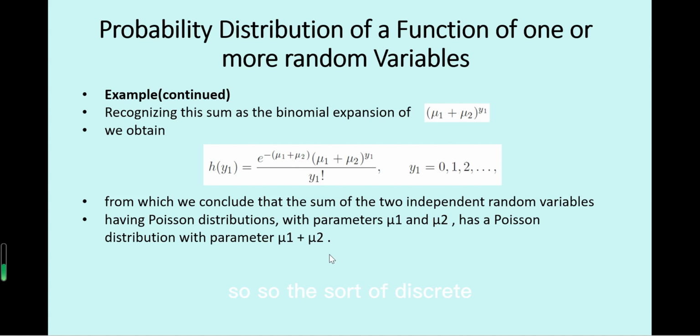So for discrete probability distributions, the Poisson distribution is quite interesting. If we sum two independent variables, both having Poisson distributions, then this sum variable will also have a Poisson distribution with the parameter being the sum of these two individual Poisson distributions' parameters, right?